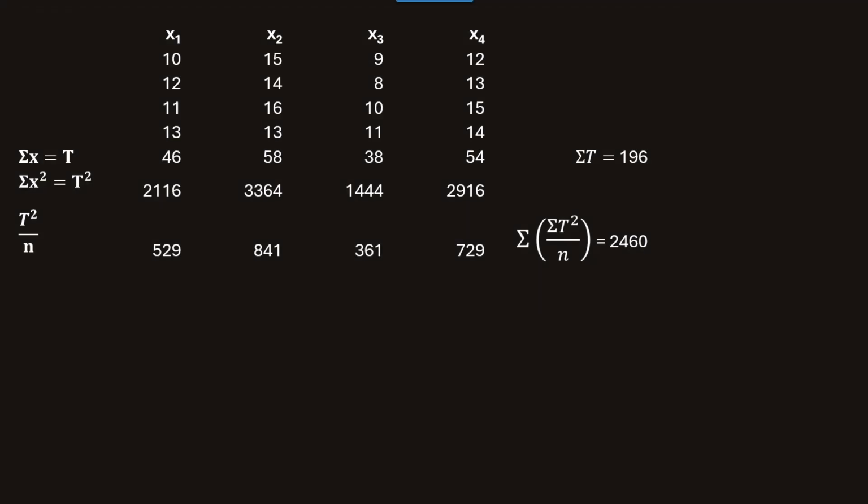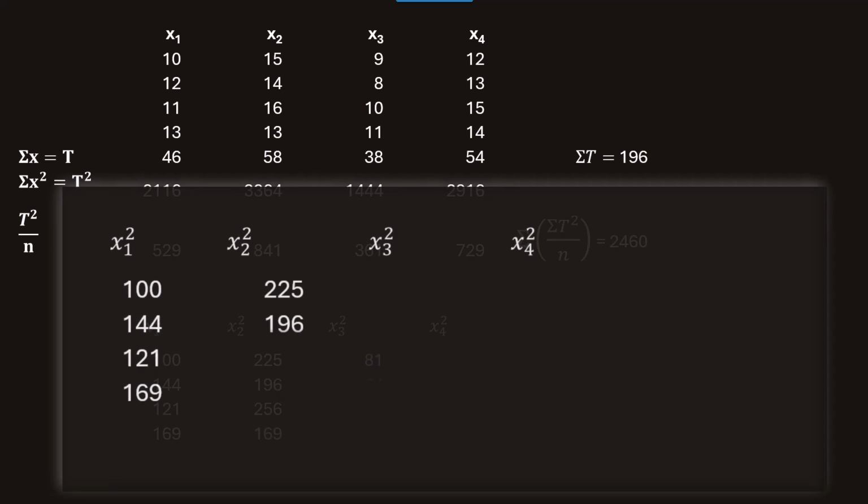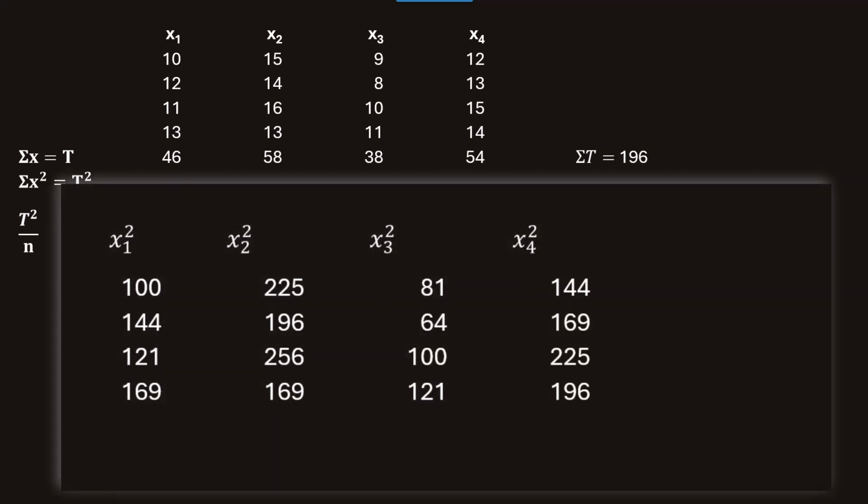Have a separate table to have the squared individual values in the primary table. Name the headings as x1 squared, x2 squared, x3 squared and x4 squared. State the squared values. Find the total of each column. They are 534, 846, 366 and 734. Finally, find the grand total, that is sigma x squared, 2480. We have finished the basic calculations.